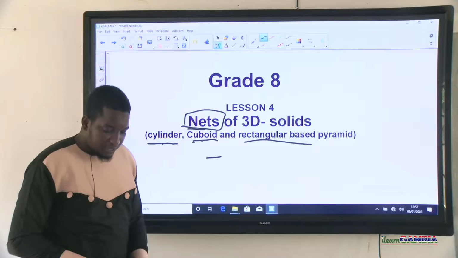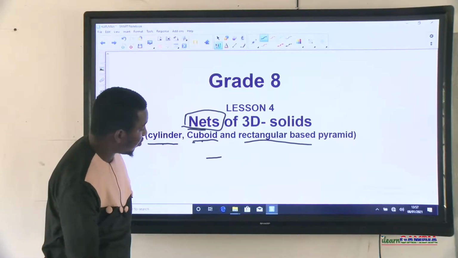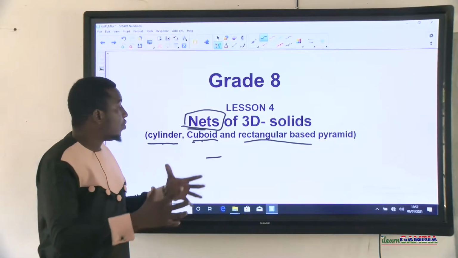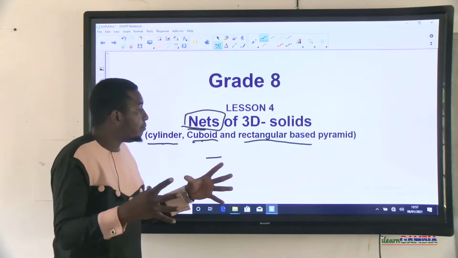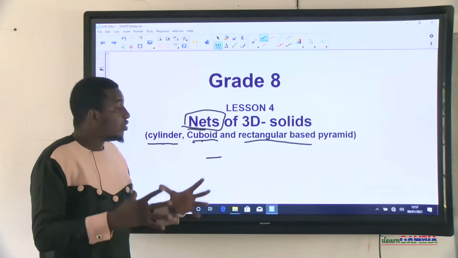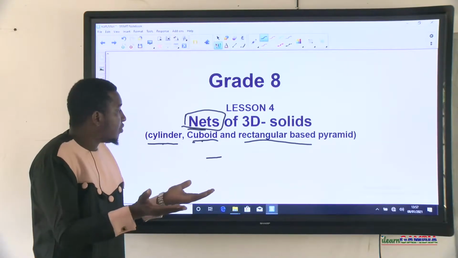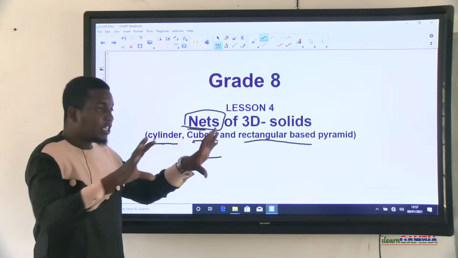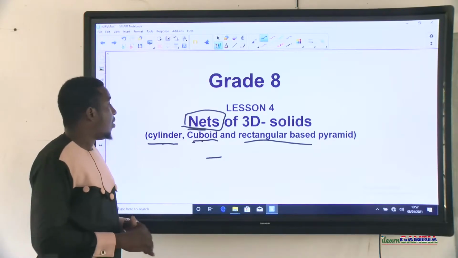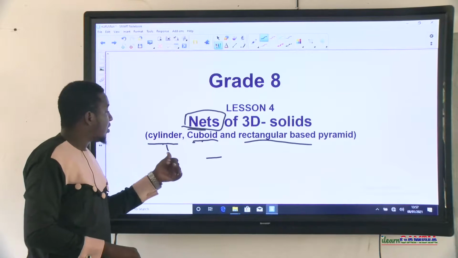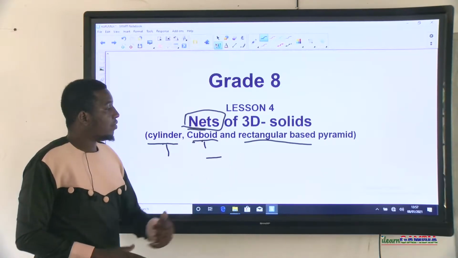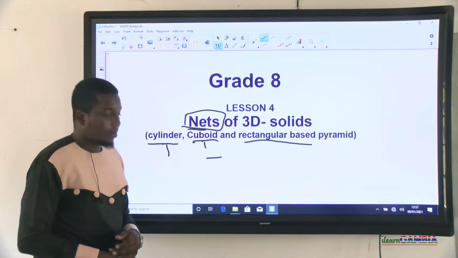Also, a rectangular based pyramid, we are going to look at it in the same manner. We're going to look at what shapes you bring together in order to form a rectangular based pyramid. The plane shapes that you bring together, we are going to display them, and they are going to be the net of the solid in question. So today we look at cylinders, cuboids, and rectangular based pyramids.